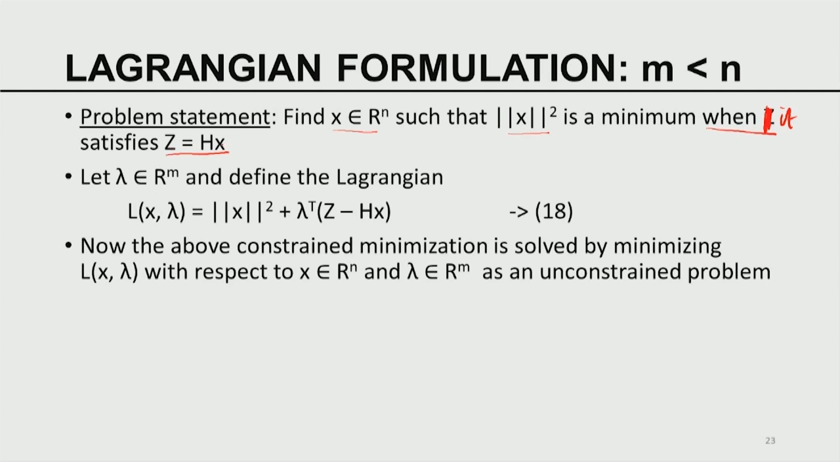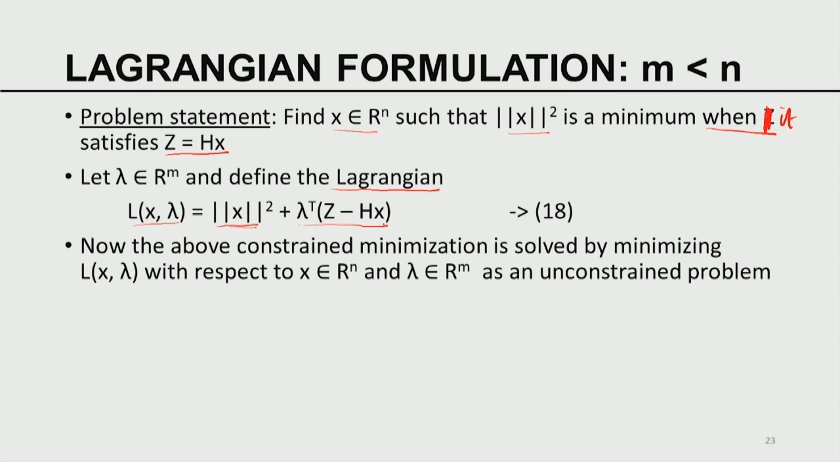H of x is a vector in the m-dimensional space. So let lambda be an m-vector. Define the Lagrangian. The Lagrangian L of x, lambda is given by f, which is the function to be minimized, plus lambda transpose times the constraint. We are following the same formulation that we described in the module on optimization. So equation 18 becomes a Lagrangian.